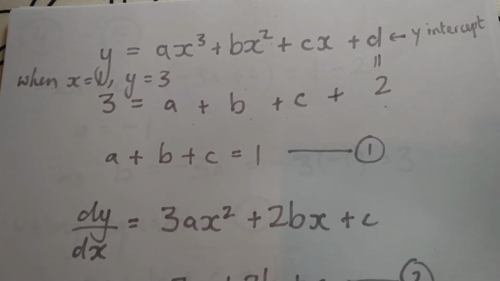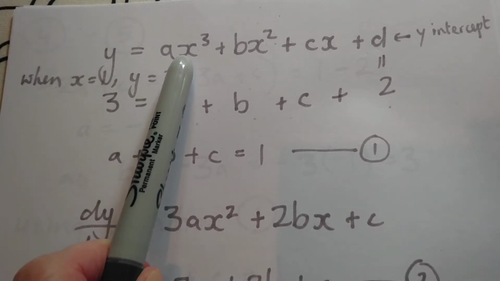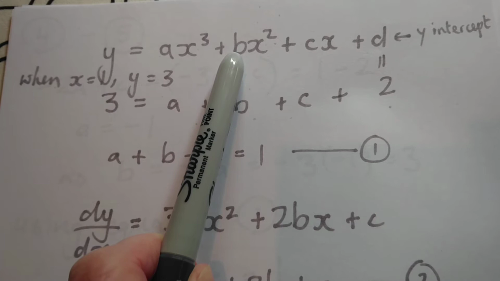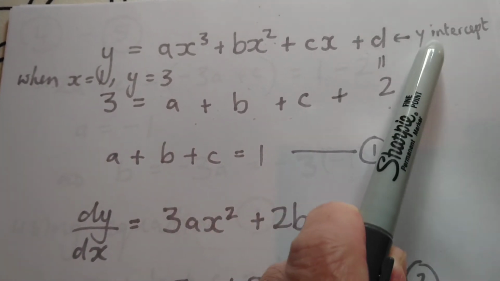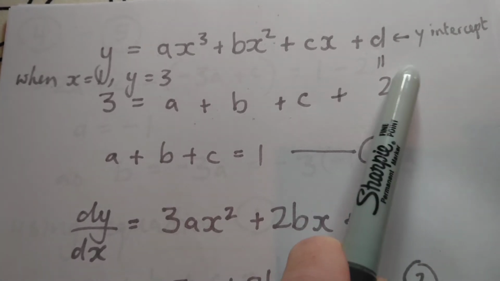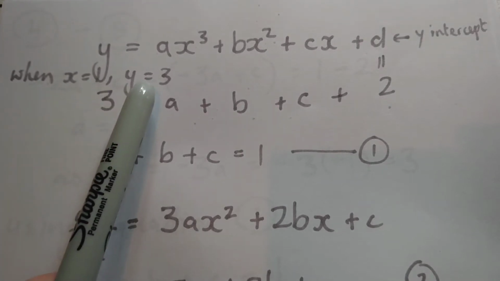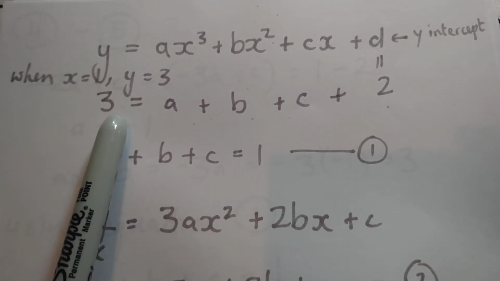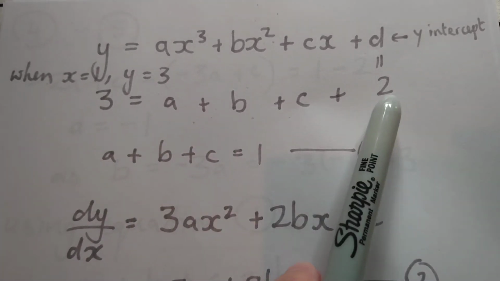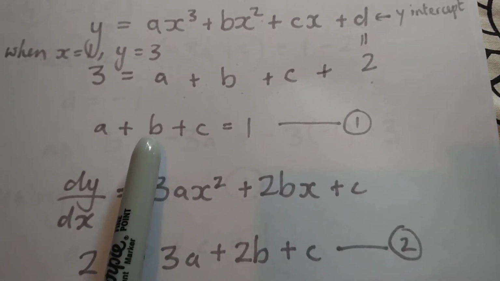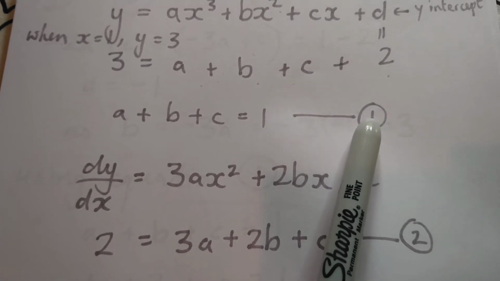So the first thing we do is write down the general form of a cubic. y is equal to ax cubed plus bx squared plus cx plus d. And the number on the end we know is the y-intercept, and we've been told that's 2. But we also know that when x is equal to 1, y is equal to 3. So that means we can form an equation. 3 is equal to a plus b plus c plus 2, which we rearrange into a plus b plus c equals 1.